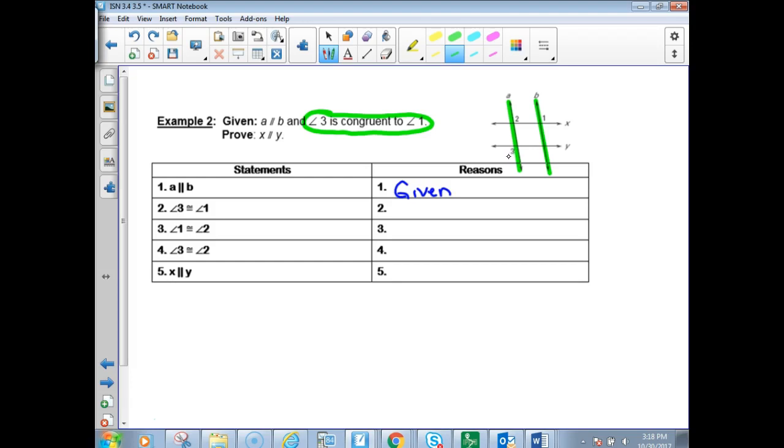Angle 1 and 3, some kids think those are alternate exteriors. They are not. They aren't alternate exteriors. Angle 1 is made by lines B and X. Angle 3 is made by lines Y and A. They have no relationship whatsoever. Okay? So it was given that they were congruent. I'm going to mark the diagram with that.